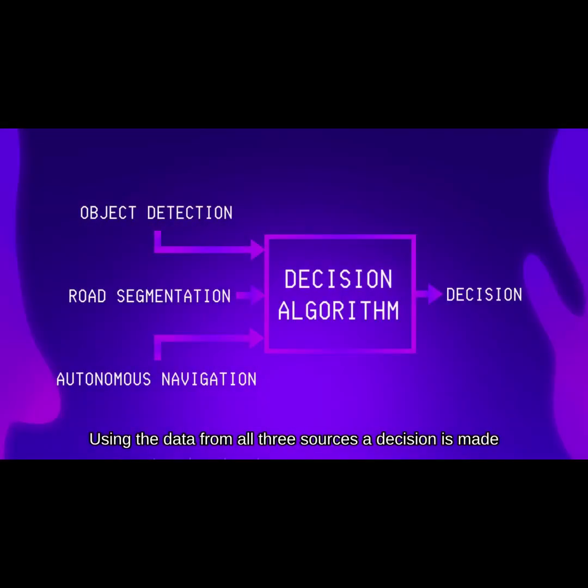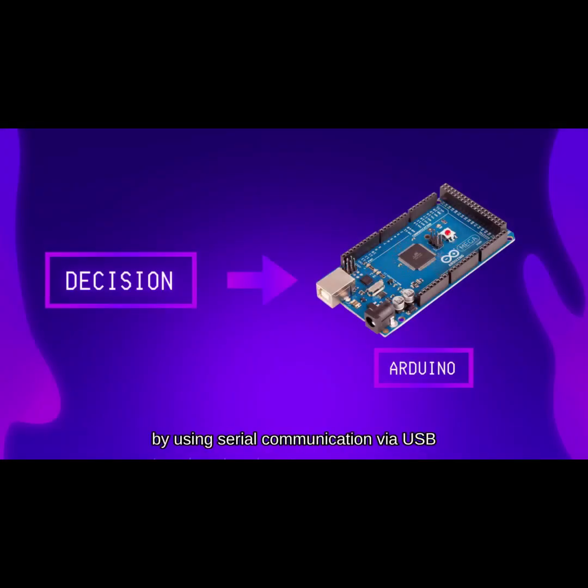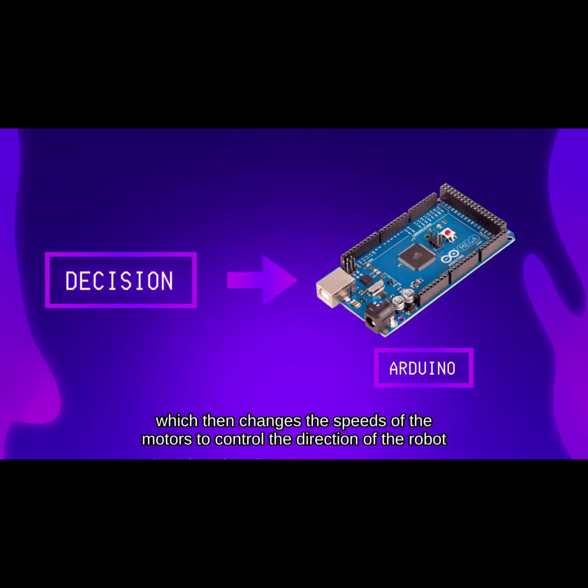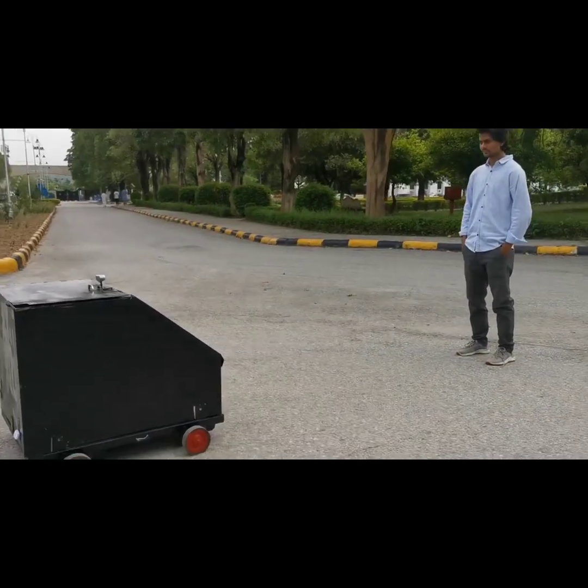Using the data from all three sources, a decision is made. Afterwards, the final decision is sent to the Arduino microcontroller by using serial communication via USB, which then changes the speed of the motors to control the direction of the robot. And this is the final product of our research.